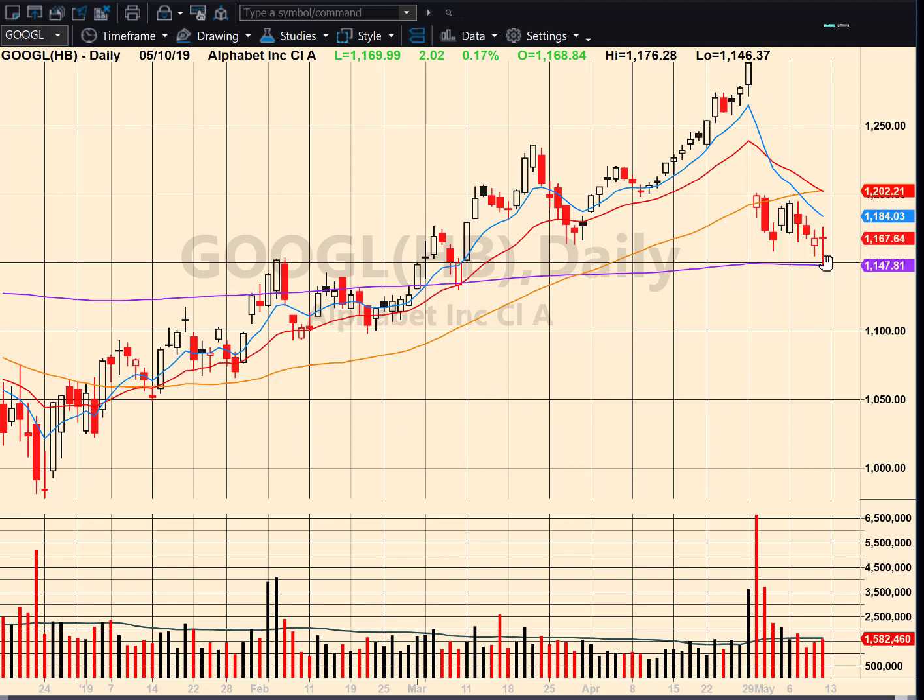But from a technical perspective, there's just no way it's bullish anymore if the 200-day falls. You've already lost three moving averages. This is the final nail in the coffin if you're holding out to be a bull on Google. Frankly, it's not looking bullish right now at all.